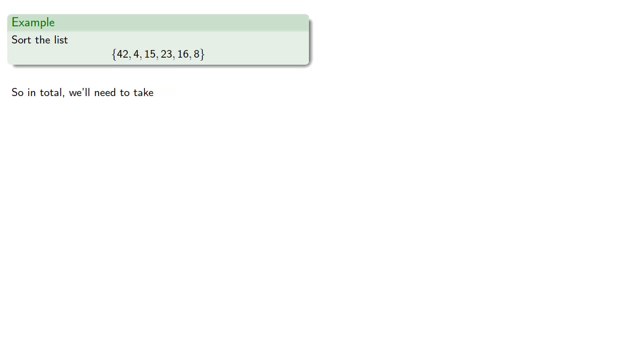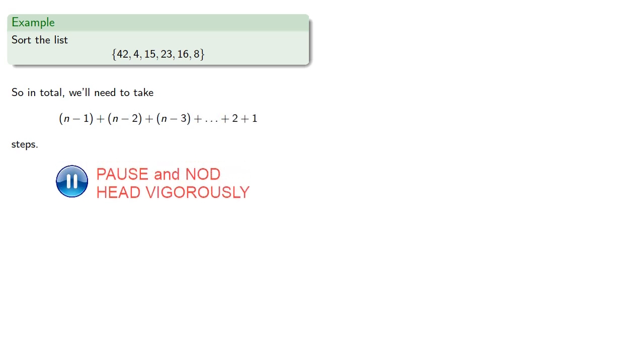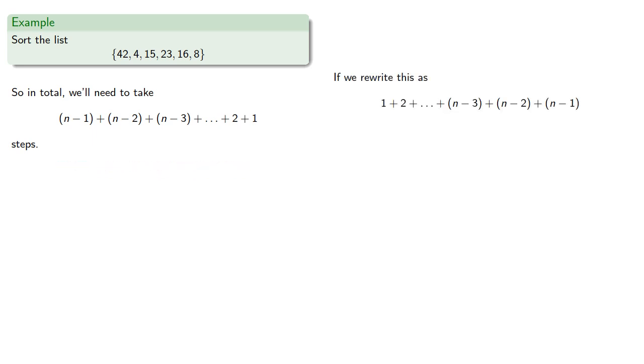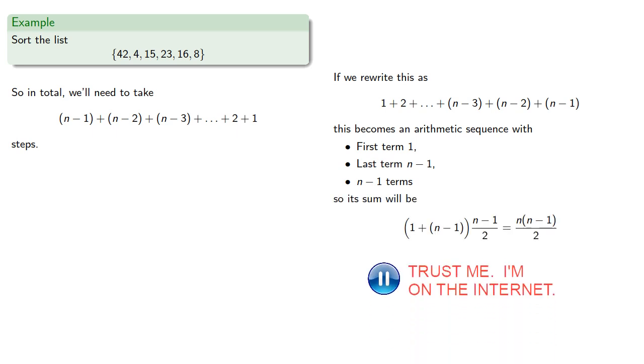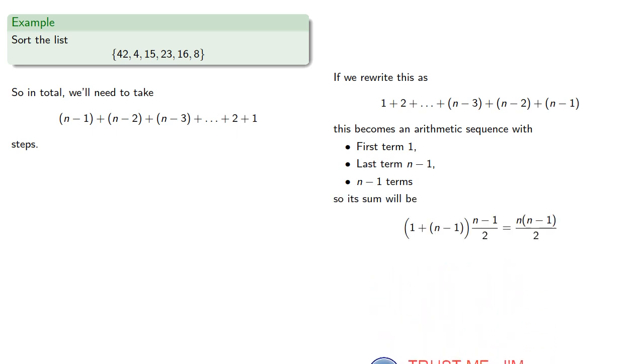So in total, we'll need to take n minus 1 plus n minus 2 plus n minus 3 and so on down to 2 plus 1 steps. If we rewrite this, it becomes an arithmetic sequence with first term 1, last term n minus 1, and n minus 1 terms, so its sum will be n times n minus 1 halves. And so this method requires n times n minus 1 halves steps.